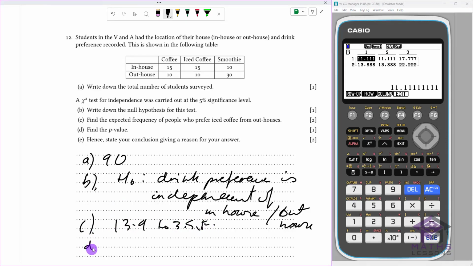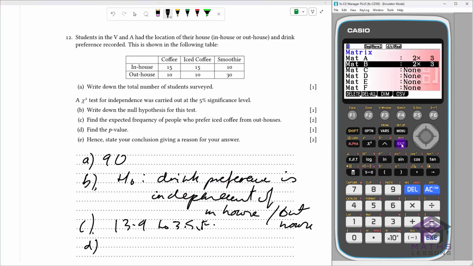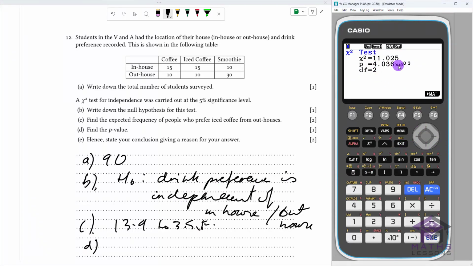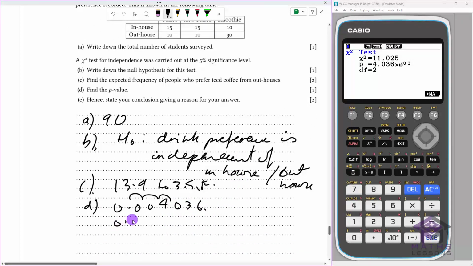Okay. Find the p-value. Remember what the p-value was? The p-value was 0.4036 times 10 to the minus 3. If you're not sure how to do your decimal places, go 1, 2, 3. There we go. So we get 0.004036. If we're doing 3 significant figures, technically we should be, because we're doing IB, 0.00404. Now we want to state our conclusion.